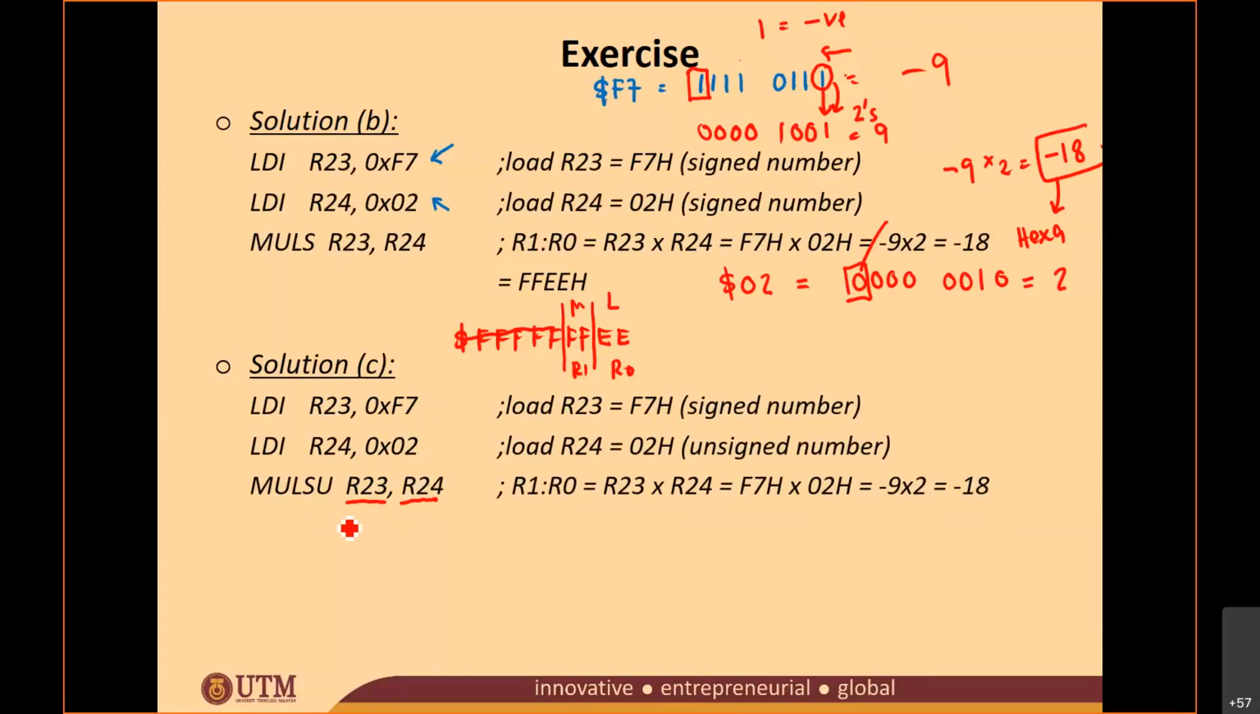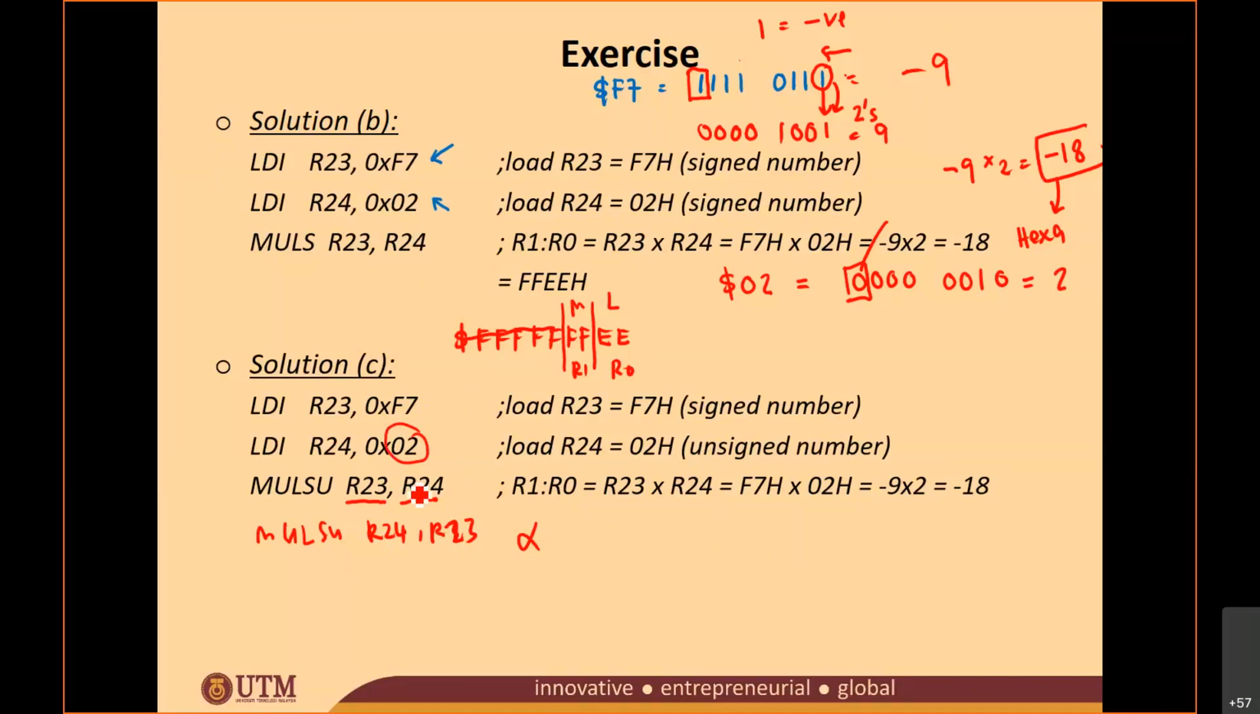Don't put MULSU R24, R23, then the answer will be wrong. Why? Because R24, which is this one here, becomes your signed number, and this is your unsigned number. So the result will be different.